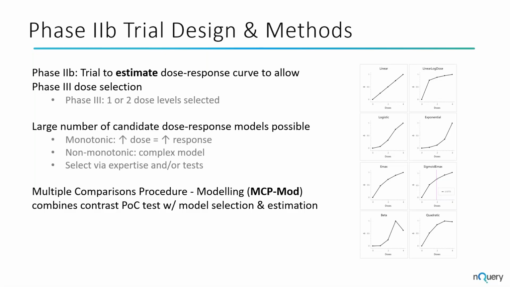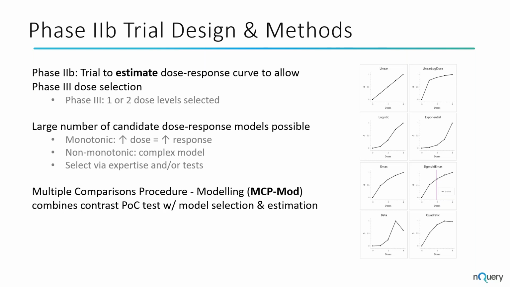So when doing a Phase IIb trial, you will have already established that the candidate therapeutic has some efficacy. So the goal of this trial is to estimate the dose response curve, and in doing so, facilitate the dose selection for a Phase III trial if the treatment is approved for further study.